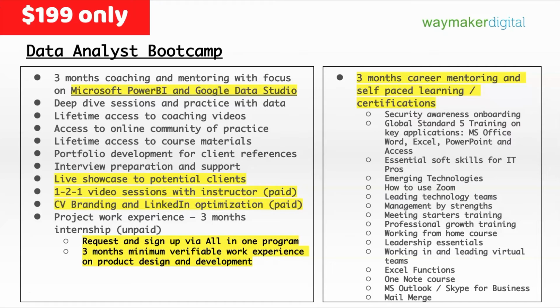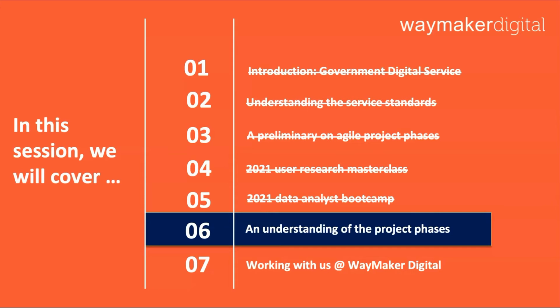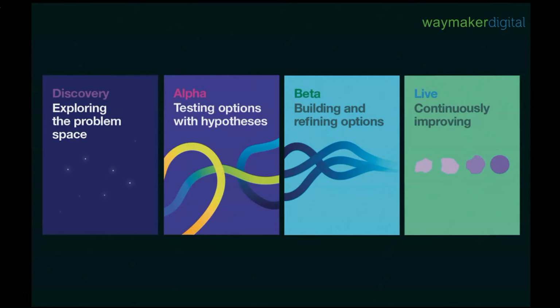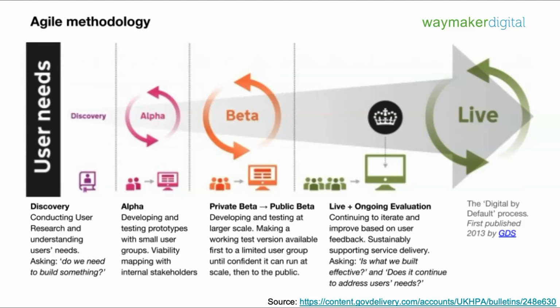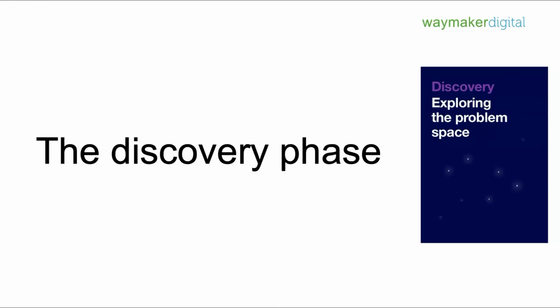All right? Okay. So let's go back and talk about the project phases. Like I mentioned earlier, during discovery, we are exploring the problem. In alpha, we are testing options with hypothesis. We are validating assumptions. And in beta, we are building and refining options. And of course, in live, we continue to improve. Let's dive a bit deeper into the discovery phase, because I think it's important that we talk about the detail.